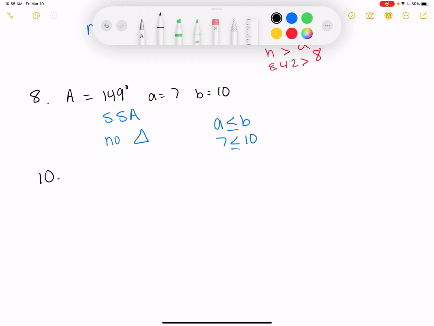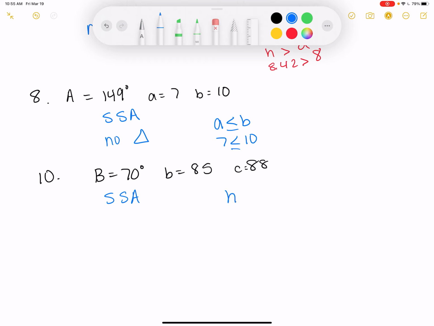Okay, one more. Number 10, angle B is 70 degrees, little b is 85, little c is 88. So it's side-side-angle. h equals b sine A.